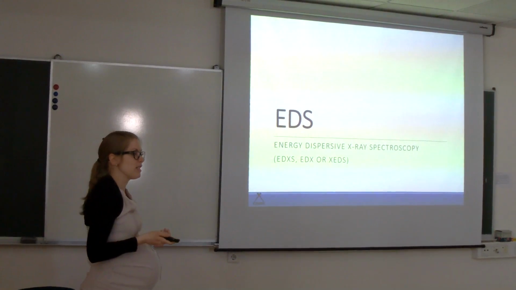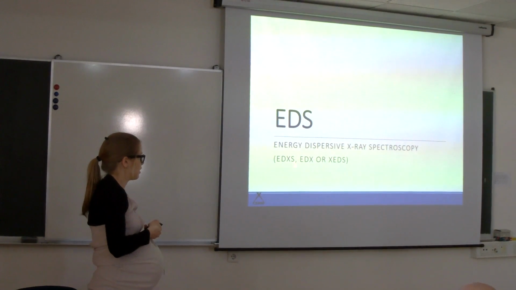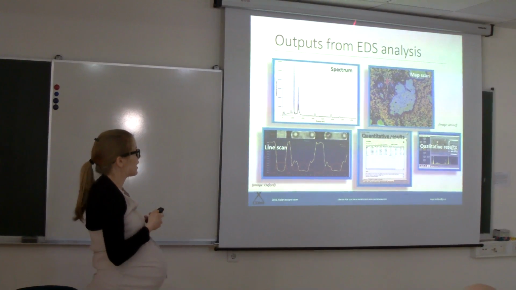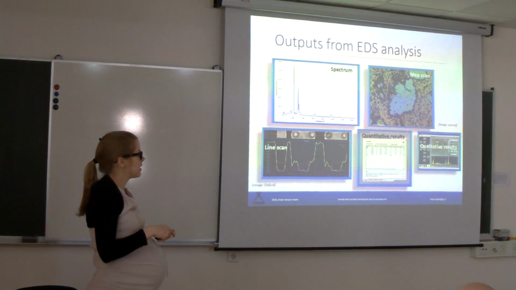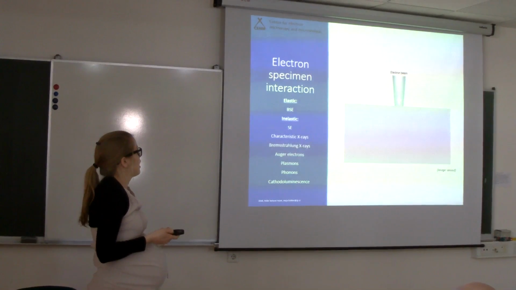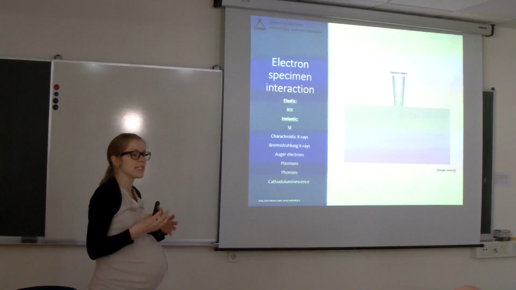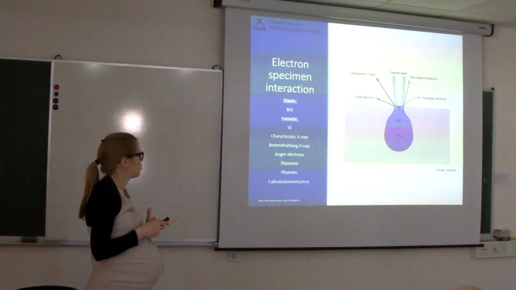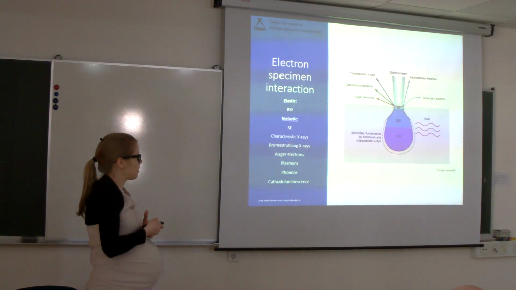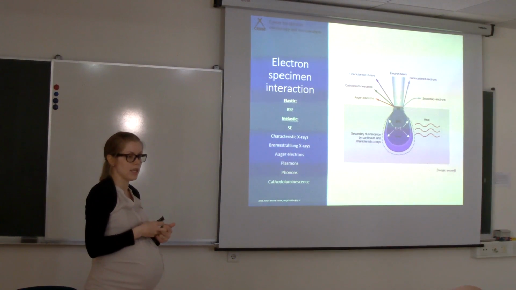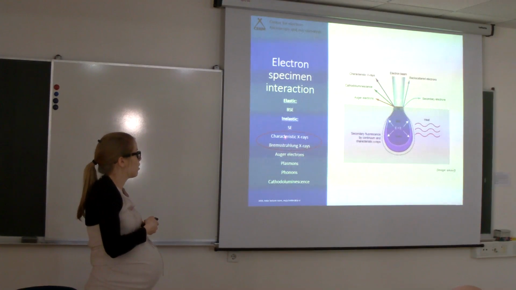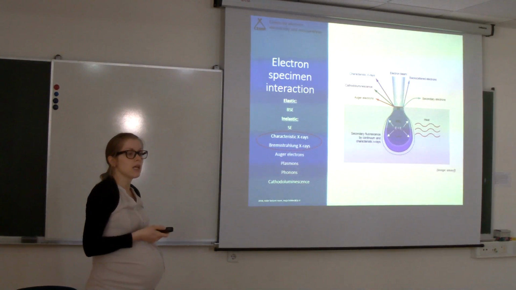So the EDS, now we're starting on the EDS, the Energy Dispersive X-ray Spectroscopy. These are the short abbreviations that can be used. What do you get? What's the output? You can get the spectrum, the map scan, line scan, qualitative results or quantitative results. What you need to first understand is the electron specimen interactions, and where do you get the X-rays from? You get the X-rays from the whole area, so the spatial resolution in the EDS is not really good. So if you want to analyze really small amount of grains, you will have problems. Small grains. Small amount.